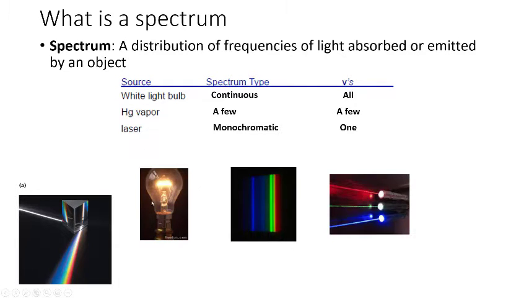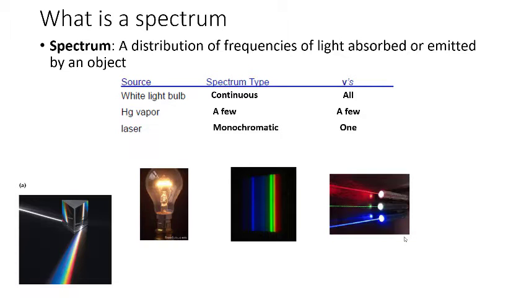That would be light, say, coming off of an incandescent light bulb. Whereas if you look at excitation of an element such as mercury vapor, it would be composed of a few different wavelengths of light. For example, in this image you can see that the excitation of mercury vapor gives us some blue light, some green light, and a little bit of yellow and red. Whereas you can have a laser, which is monochromatic, which can put out just individual wavelengths of light, for example these red, green, and blue lasers.